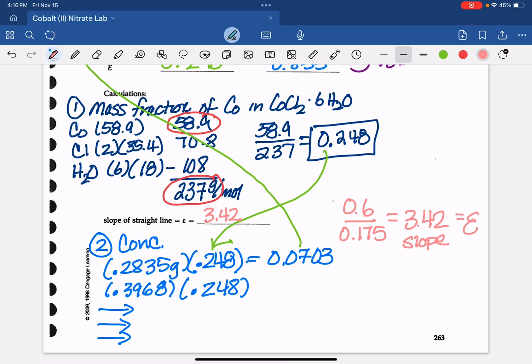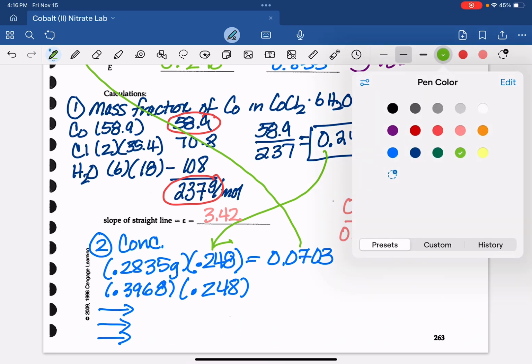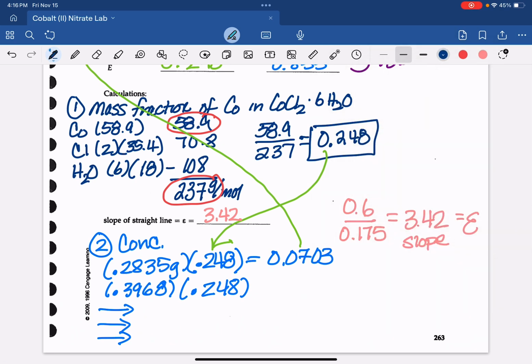So we have basically done a few steps all at once. In terms of the graph, that was the third thing that I did. And then from the graph, step 4, I was able to figure out my slope.